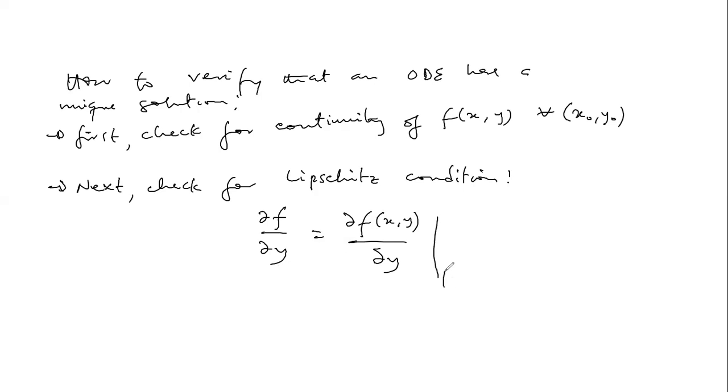Now, if this derivative is bounded, that is, it gives us a finite value, so it must be less than infinity, then the function f of x,y satisfies the Lipschitz condition. And once the Lipschitz condition is satisfied, it means that we can have a unique solution. Then we can go on to try any of the known numerical methods. Is that clear?